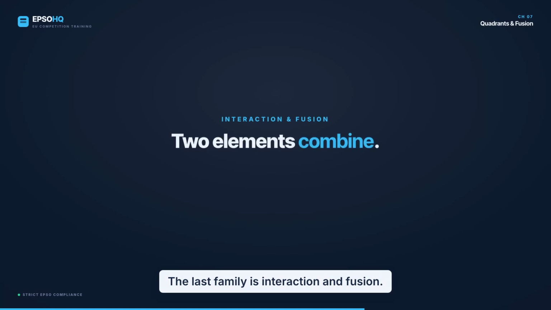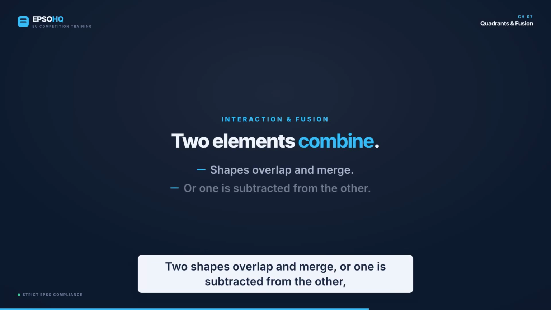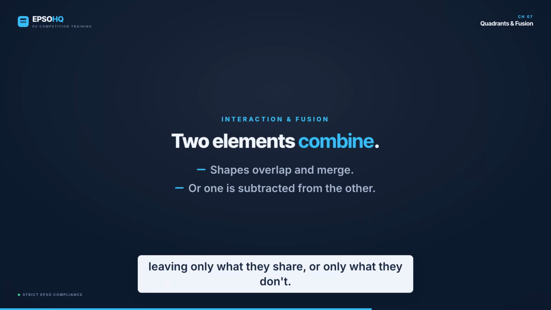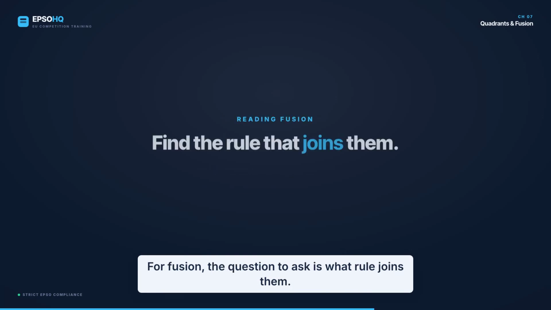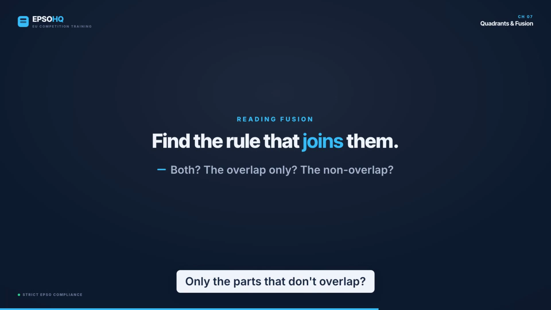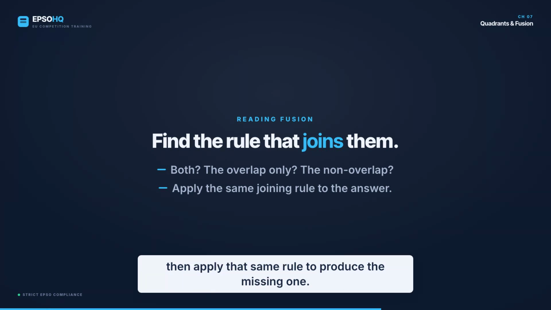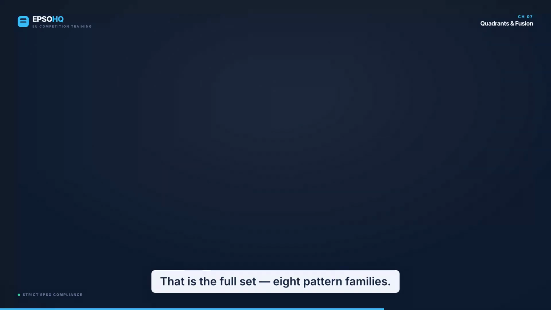The last family is interaction and fusion. Two elements do not just sit side by side, they combine. Two shapes overlap and merge, or one is subtracted from the other, leaving only what they share or only what they don't. For fusion, the question to ask is what rule joins them? Is it everything from both? Only the overlap? Only the parts that don't overlap? Find the joining rule from the early figures, then apply that same rule to produce the missing one.